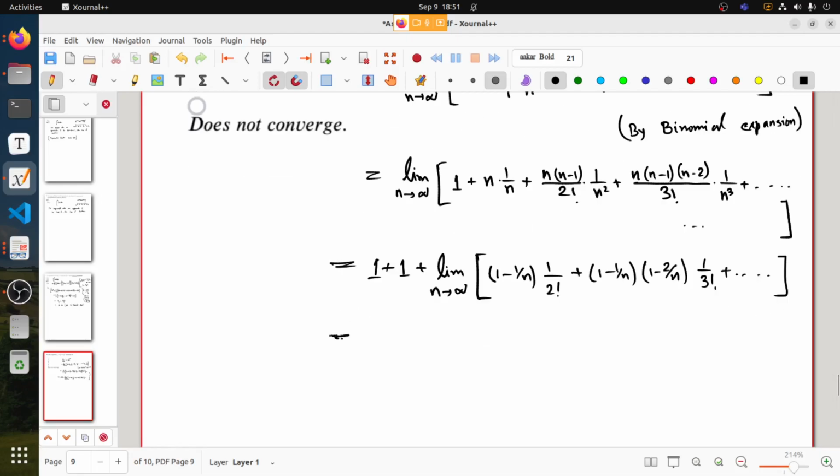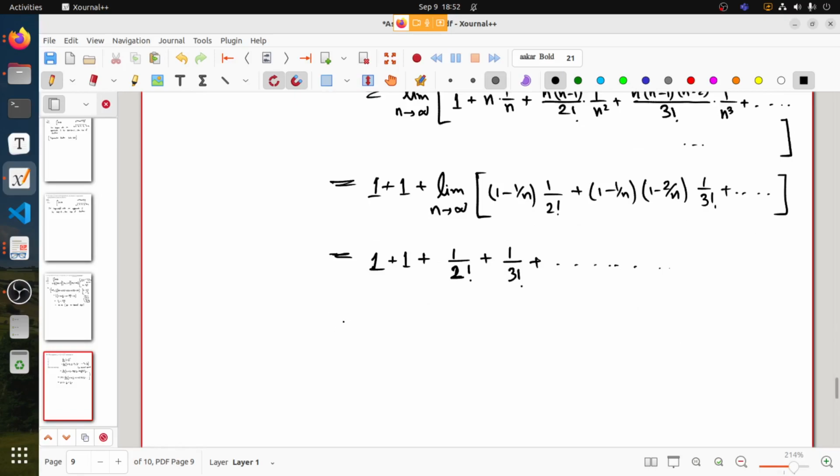Now you can check, as n tends to infinity, 1 by n goes to 0, right? So this is 1 plus 1 plus, as n tends to infinity, this term goes to 1, so we get 1 by 2 factorial, plus in these terms 1 minus 1 by n goes to 1, and 1 minus 2 by n also goes to 1, so we only remain with 1 by 3 factorial, plus. You can check that similarly it holds up to n terms, and as n tends to infinity, it will be an infinite sum, so it will be dot dot dot like this, right?